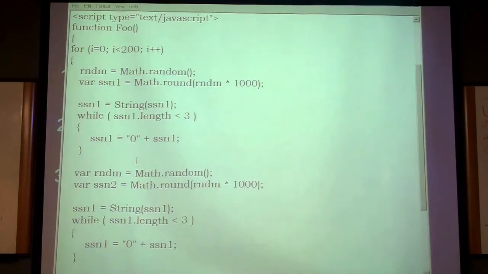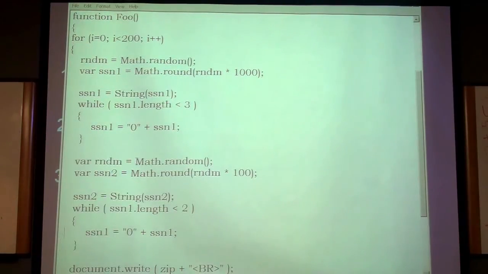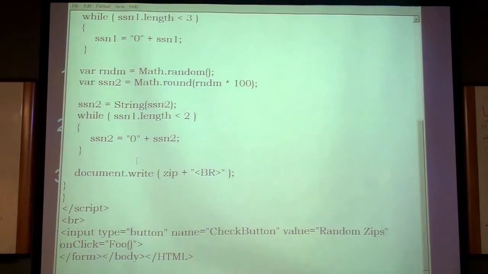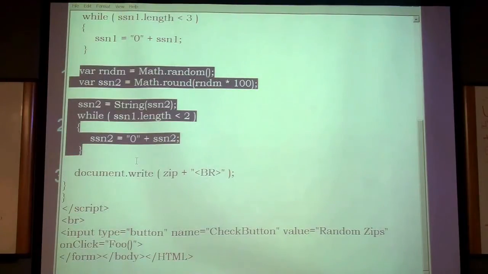I have to multiply by 100, okay? And then I have to say SSN2 equals SSN, string SSN2. While it's less than 2, we have to basically add to SSN and then add to SSN2. This is done with the Social Security number, second groups of digits in Social Security. The last one is a 4-digit number.